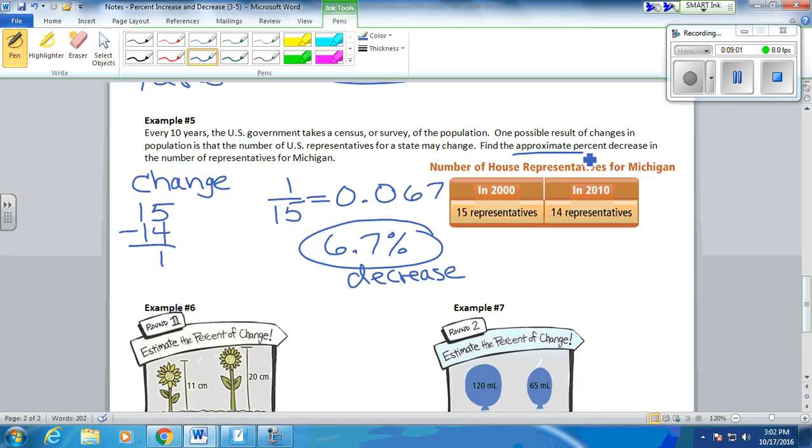So questions 6, 7, and 8 are asking you to estimate the percent of change in each of those. Some of those are an increase and some of those are a decrease. So go ahead and give those 3 a shot, and when you come back, they will be all set.